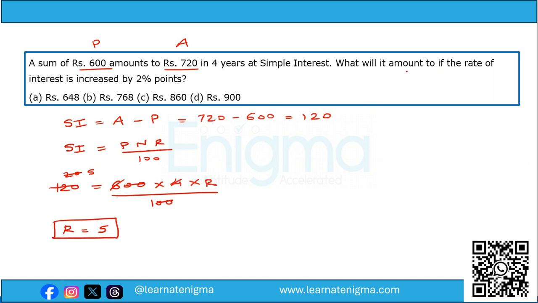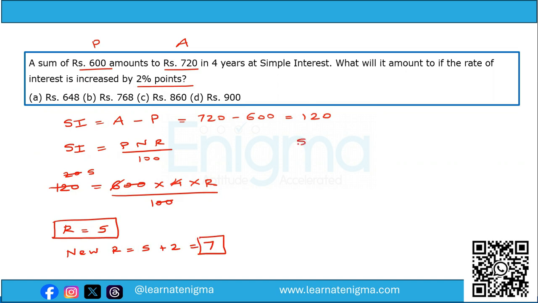Now we are told that the rate of interest is increased by 2 percentage points. So right now R is 5. The new rate of interest, the new R, comes as 5 plus 2, that is 7.